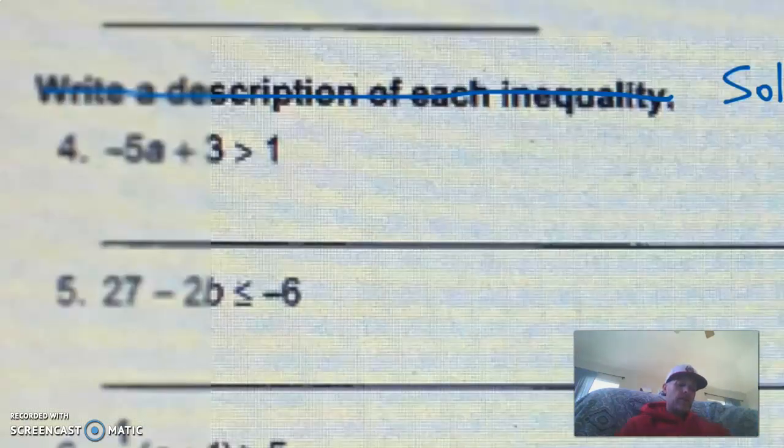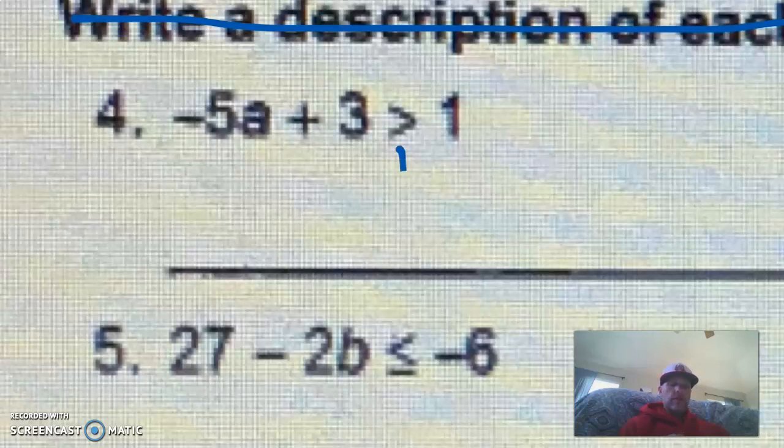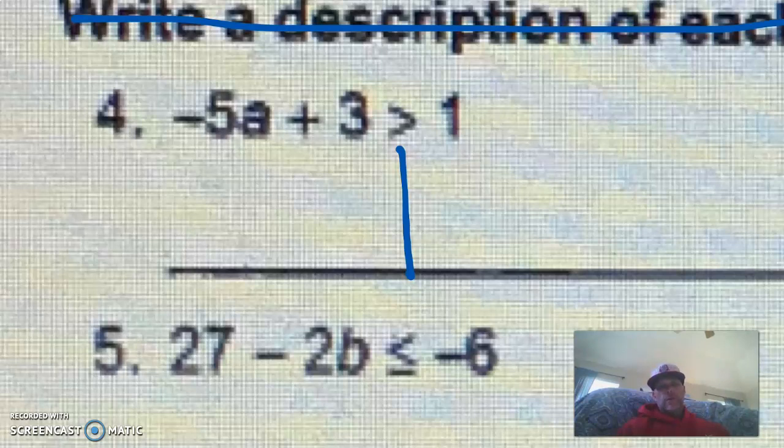All right, so let's look at number 4. First thing you're going to do is draw the line. Second thing you're going to think about is what wants to be alone. The variable always wants to be alone. He wants to send everything away so he can have some time to himself.